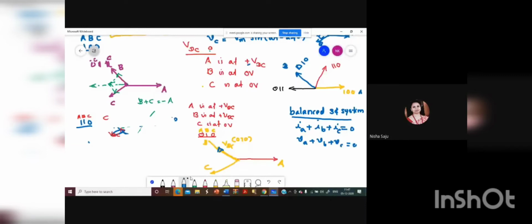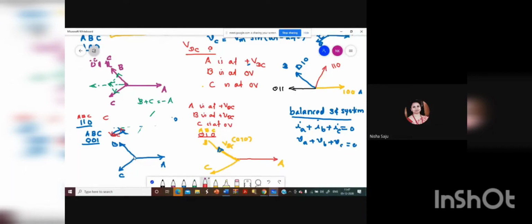Yeah. Very good. Okay, so next I will be moving on to 0, 0, 1. So 0, 0, 1 means the resultant you have to obtain. We can see A is at 0 volt, B is at 0 volt, but C is only having the voltage plus VDC. So how can we represent that one? You are having A phase, B phase, then C phase, right? But you are having 0, 0, 1, so this A is 0. So definitely this will be 0. B is 0.